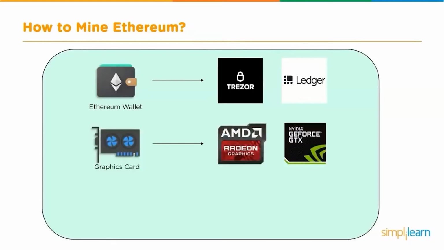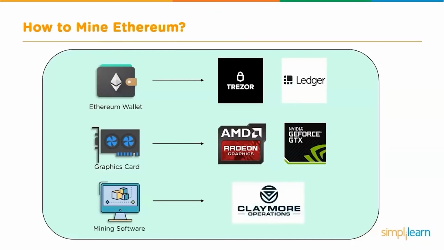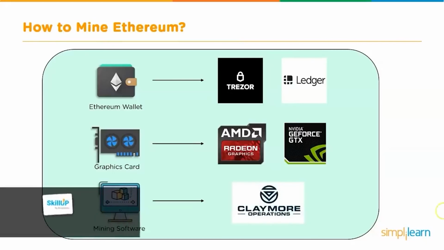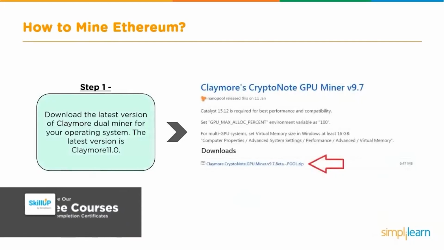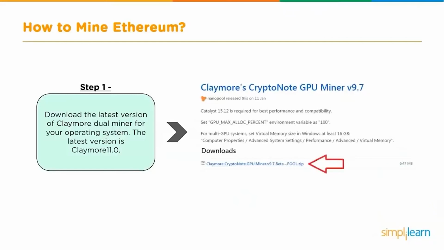Installing GPU drivers or graphics card: after creating your digital wallet, you need to update all the hardware, that is, drivers in your system. You can use two types of graphics cards. They are AMD graphics card and NVIDIA graphics card. Claymore is considered the best software for mining Ethereum on GPU drivers. Now, we need to follow a few steps to get started with mining. Step 1. Download the latest version of Claymore Dual Miner for the operating system. The latest version is Claymore 11.0.